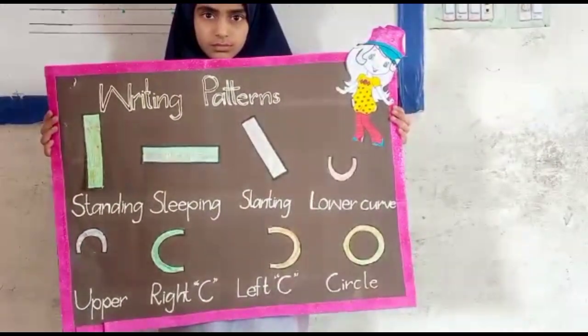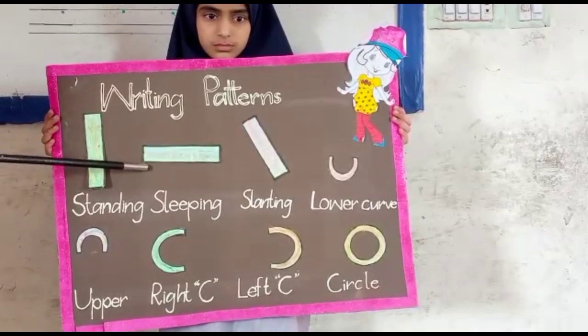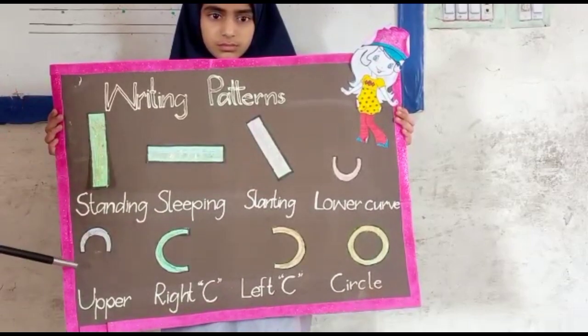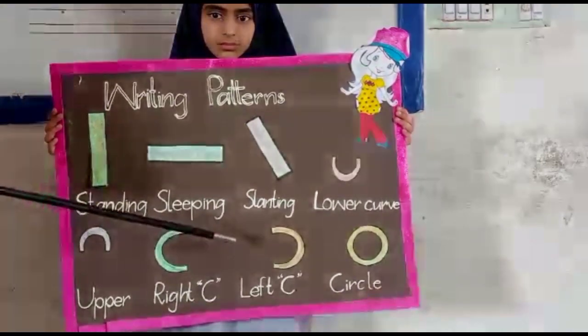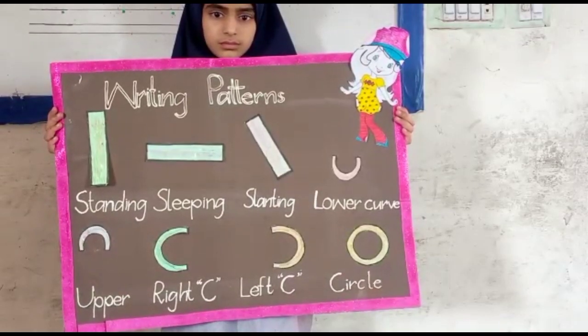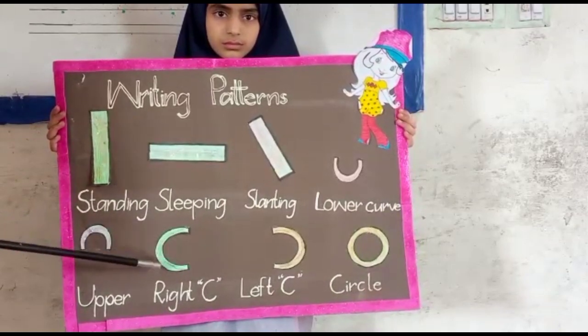We have learned about writing patterns. We have 8 writing patterns: standing line, sleeping line, slanting line, lower curve, upper curve, right C curve, left C curve, and circle. Today we will learn how to write C with the help of writing pattern right C curve.